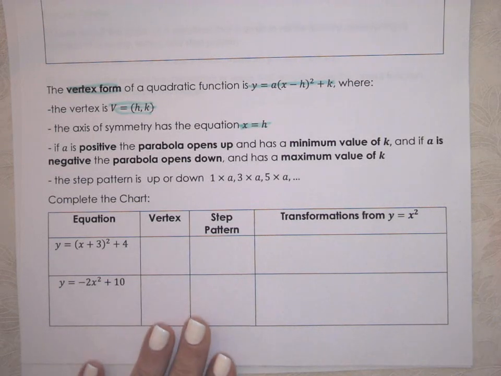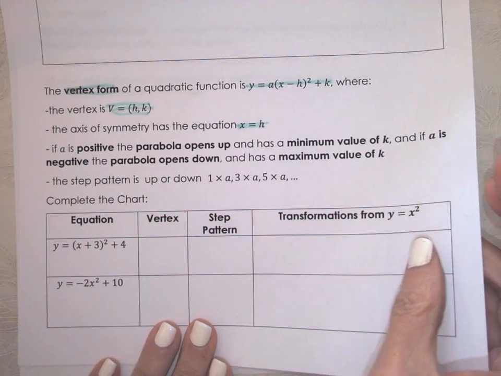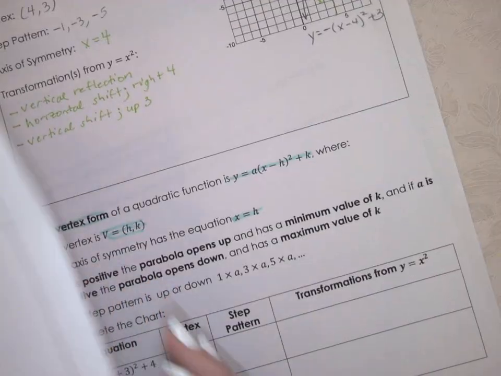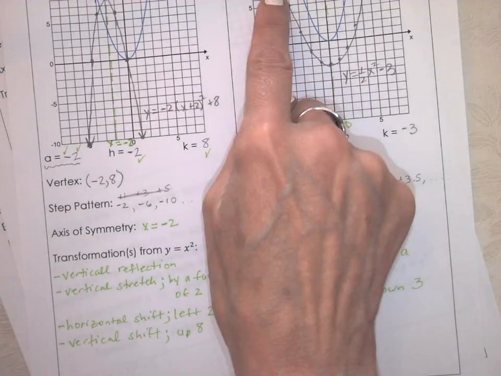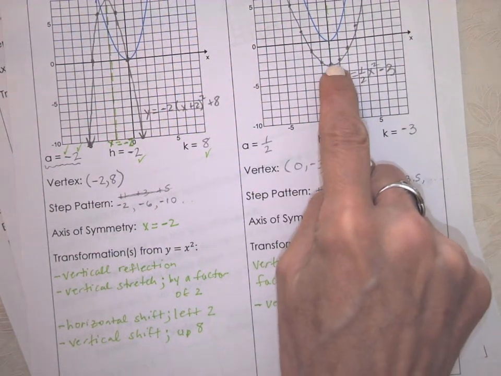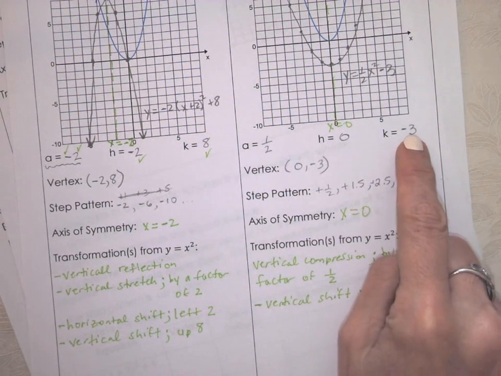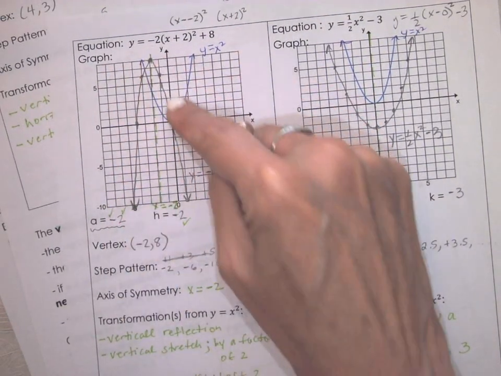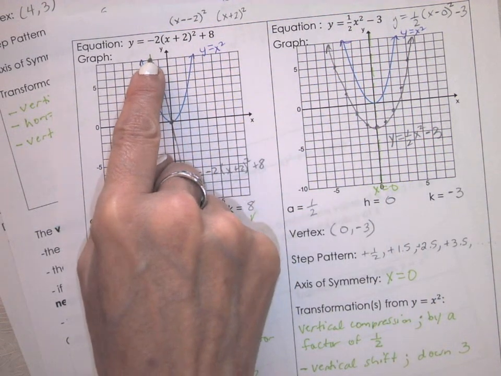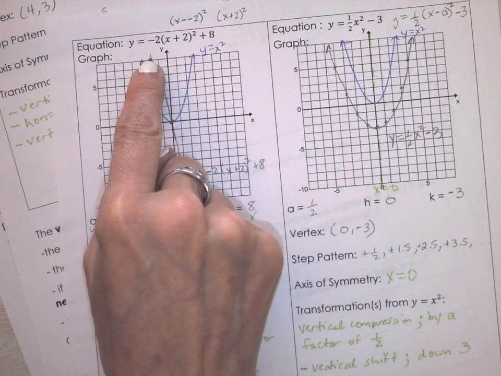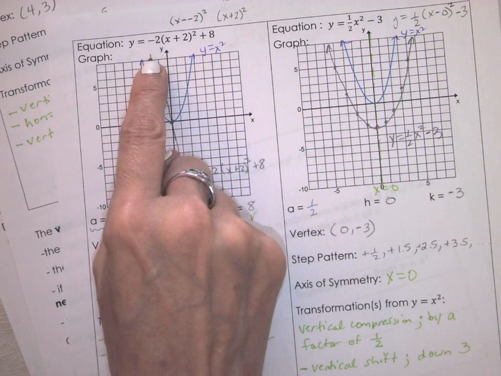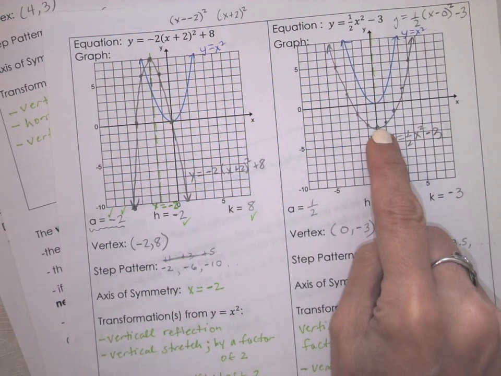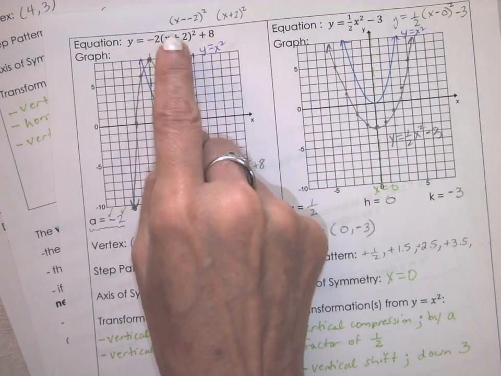If a is positive, the parabola opens up and has a minimum value of k. So let's look at that. If we go back to ones we did on this page, here a was positive, and our parabola opened upward, and the minimum value was the k value, -3. Whereas if a is negative, you've got your upside down parabola, and it has a maximum, so no points higher than the k value, which is 8. So if a is negative, you get a maximum or a highest point. If a is positive, you get a minimum or a lowest point. And it's always going to be that k value.